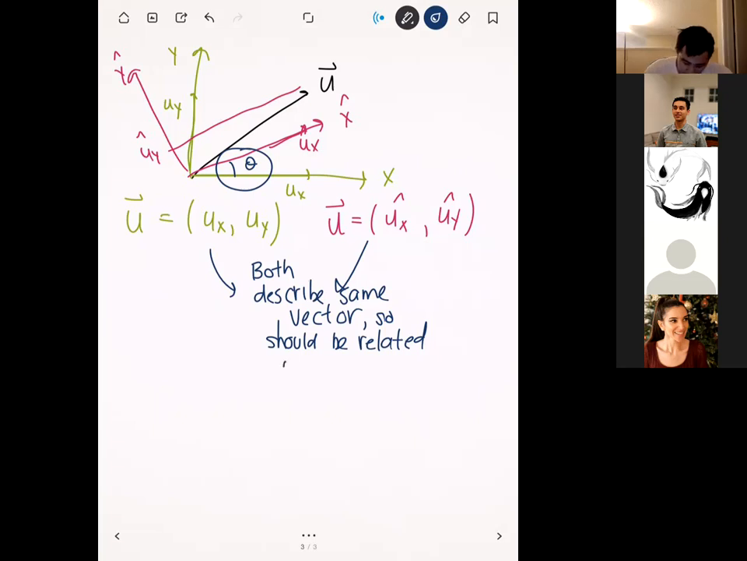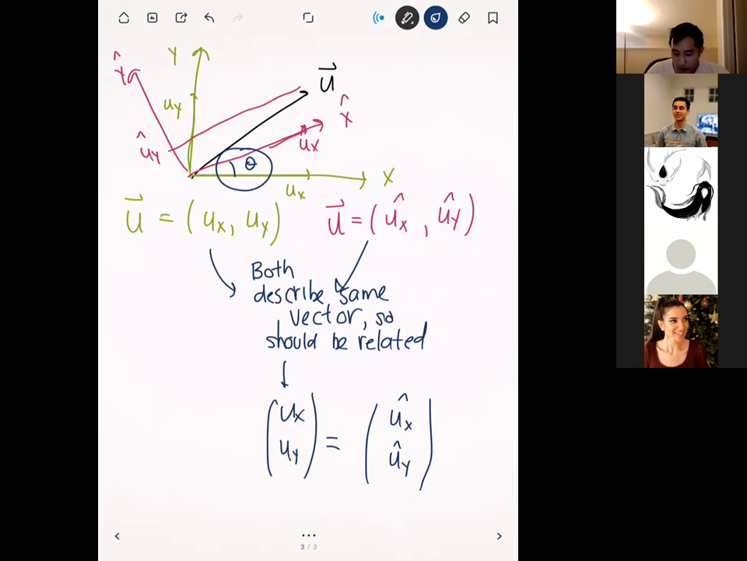Okay. And so in order to perform this transformation, we're going to use what's called a transformation matrix. Okay. And so on one side, let's say that we have ux hat and uy hat. Okay. And then on this side, we're going to have ux and uy. Okay.